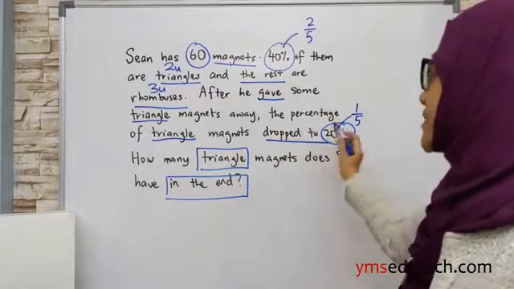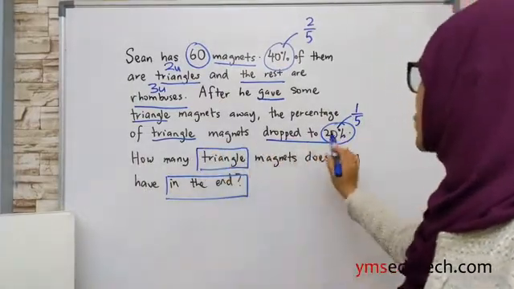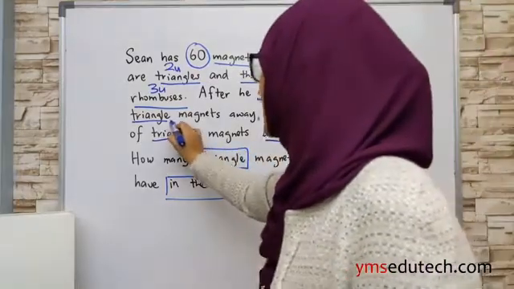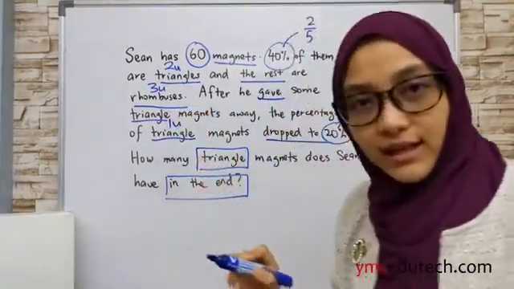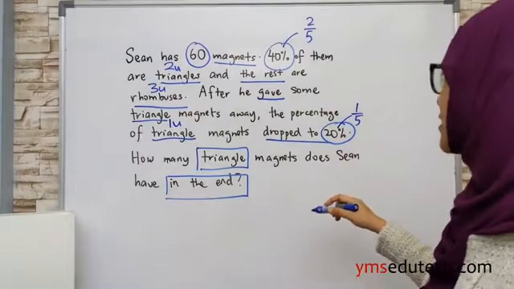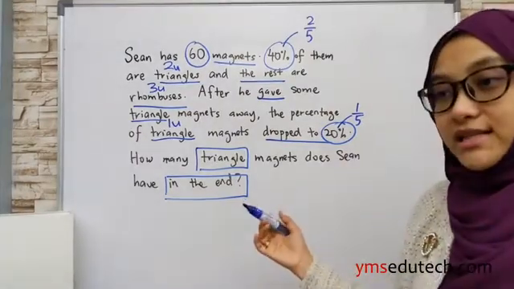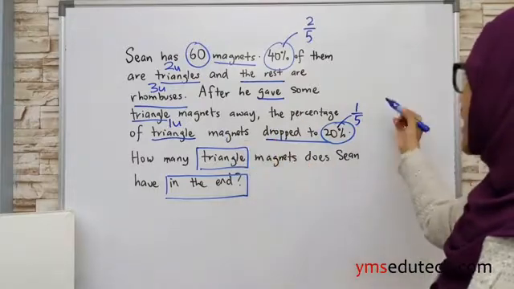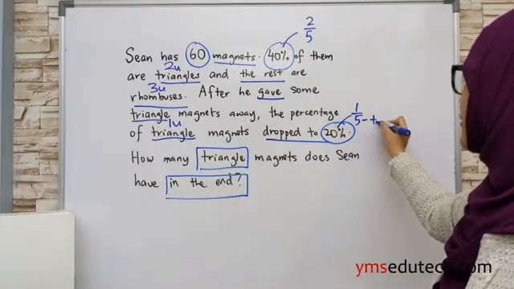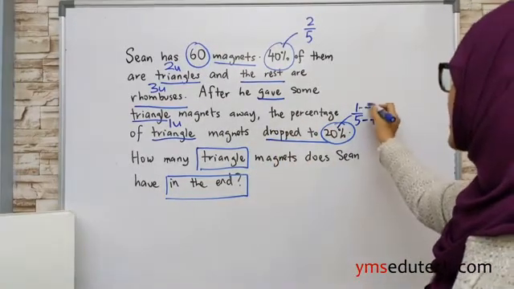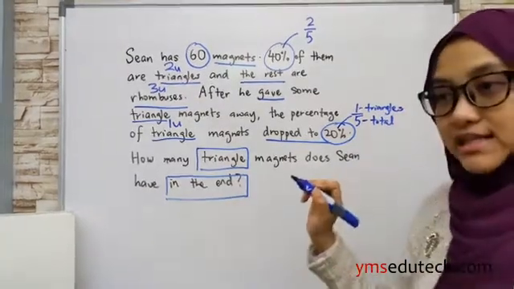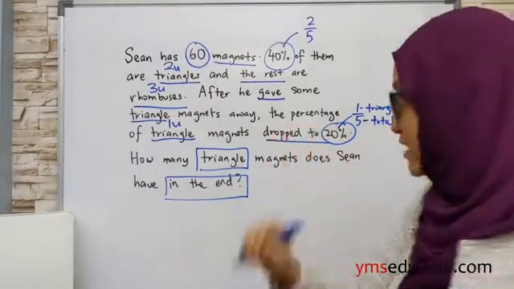Then the percentage of triangle magnets dropped to 1/5. So in the end, the triangle magnets become 1 unit. And the rhombuses become how many units? Still 3 units, but now the total is 5. This one is triangle. So now rhombuses is how many units? 4 units. Okay, 4 units for rhombuses.